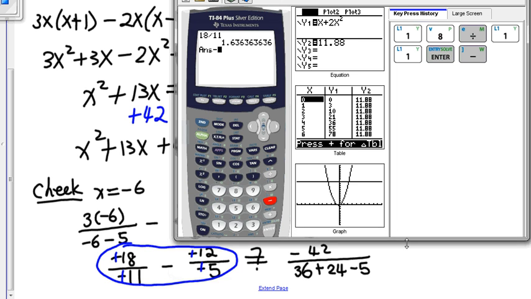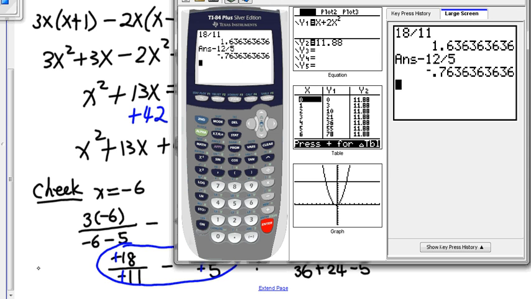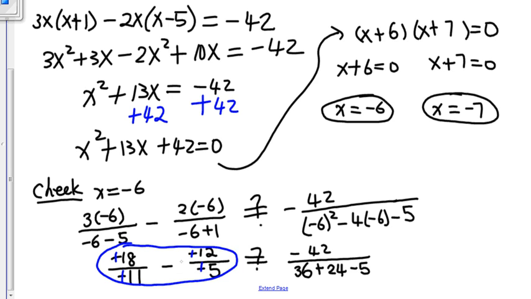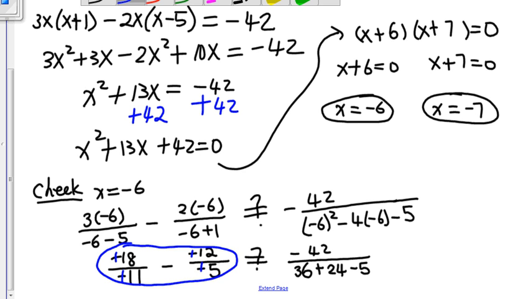12 over 5, okay. On the left hand side, we get negative 0.7636. Now on the right hand side, use the calculator to try this one.